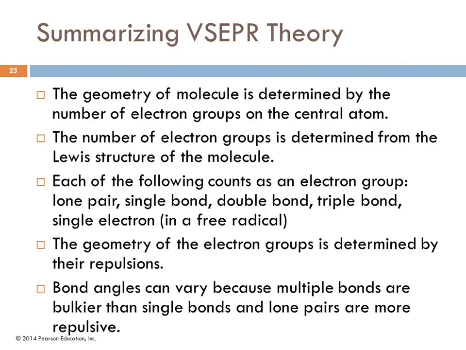So, summary of VSEPR theory. We determine the geometry by looking at the number of electron groups on the central atom. And we figure that out from the Lewis structure. So you've got to start with the Lewis structure. Electron groups include lone pairs, single bonds, double bonds, triple bonds, or single electrons. Each of those counts as one group. A triple bond is not 3 groups. The geometry of the electron groups is determined by their repulsions. And the bond angles can vary because multiple bonds take up more space than single bonds, and lone pairs are even more repulsive than multiple bonds.